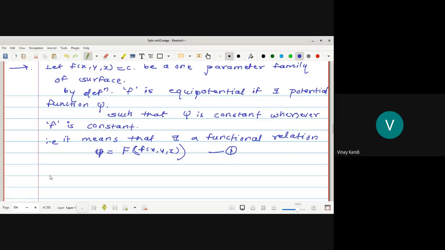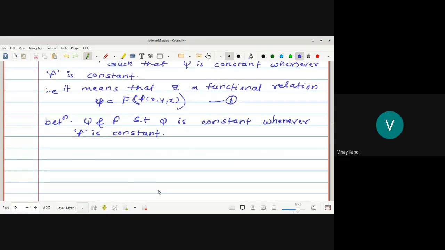Okay, now between psi and f, small f, such that psi is constant whenever the small f is constant. Okay, now differentiate equation 1 with respect to x. We get, differentiate equation 1 with respect to x.